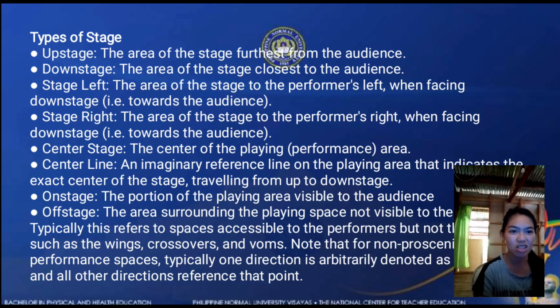Next is onstage, the portion of the playing area visible to the audience. So, where the audience can literally see us when we are performing. Next is the offstage, the area surrounding the playing space, not visible to the audience. Typically, this refers to the spaces accessible to the performers but not the audience, such as the wings, the crossovers, and the VOMs.